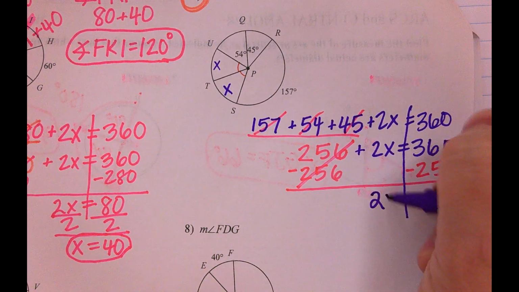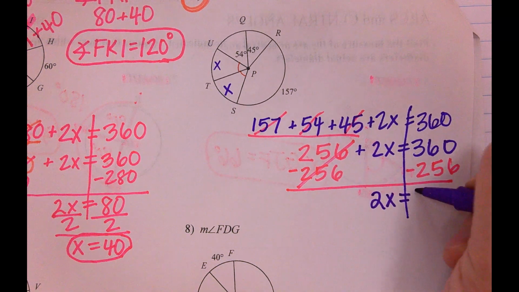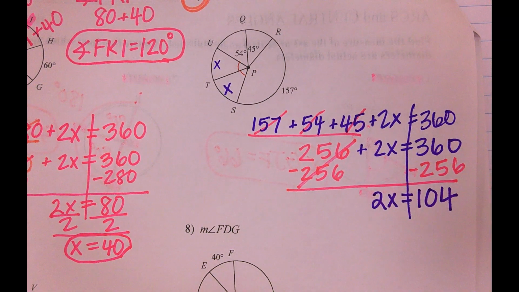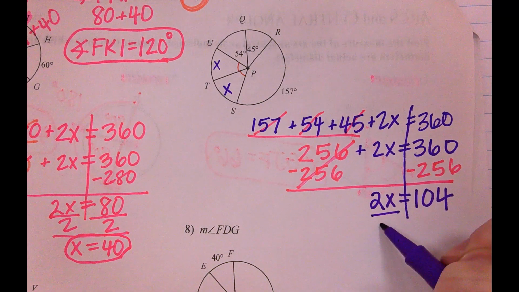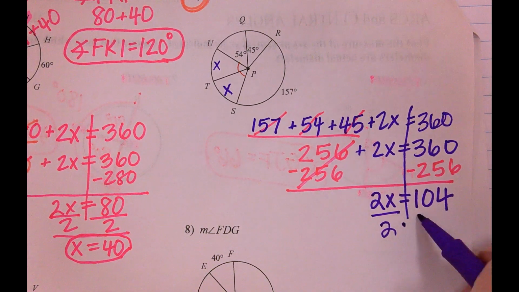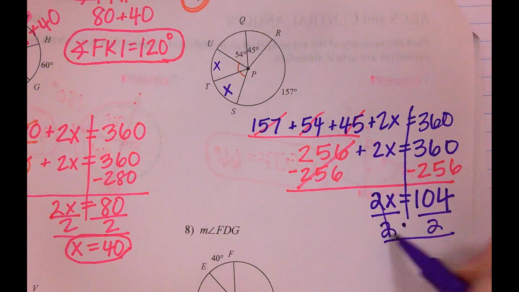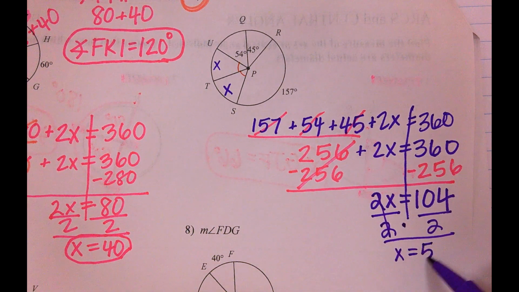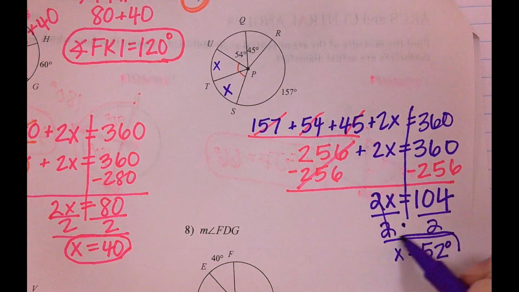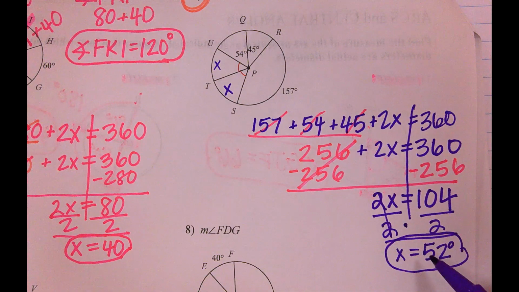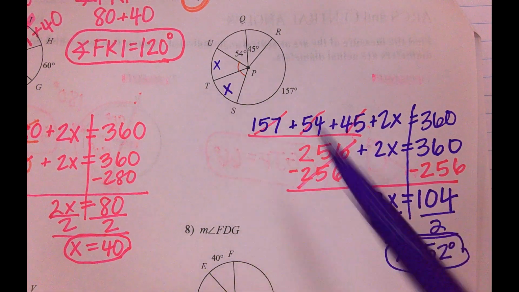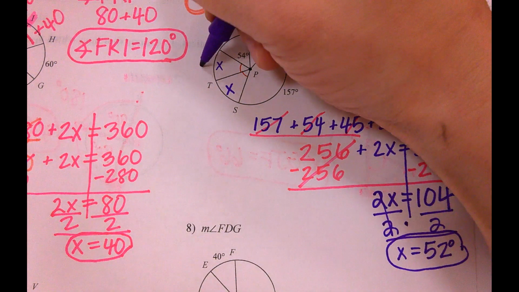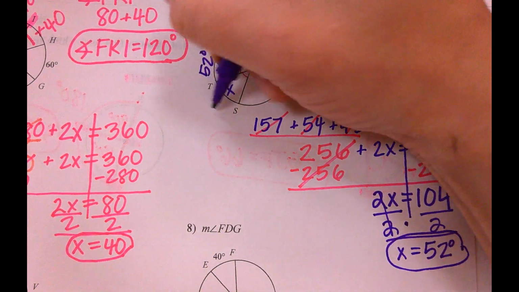So 2x equals 104. And then you divide by 2. It'll be 52. You get x equals 52 degrees. Okay, so at this point, we know that these two smaller angles are 52 degrees, so I'm going to label those.